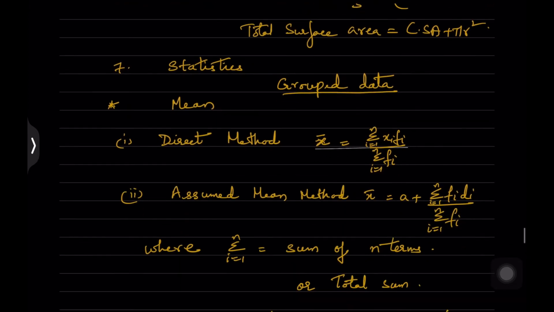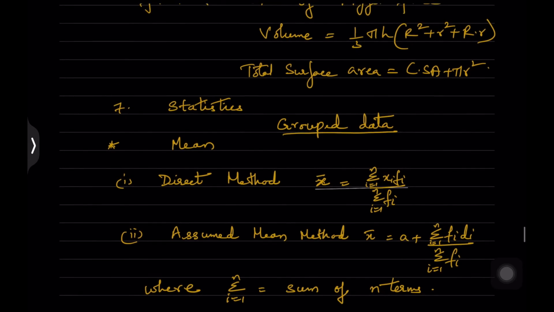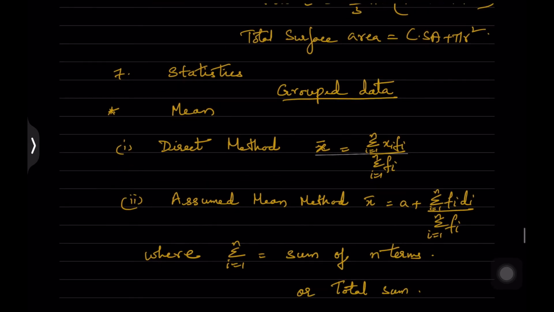Now the last chapter which you have in term 2 is statistics. In this you have mean, median and mode. So what are they, we'll just see. We have grouped data for mean, and for median also we have grouped data. For mode also we have grouped data. We have ungrouped data also. For that also we will be seeing what the formulas are.